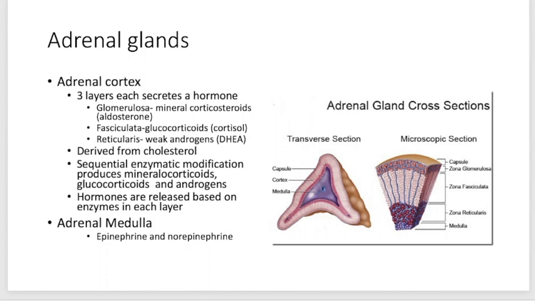So the adrenal cortex has 3 layers. We have the zona glomerulosa, the zona fasciculata, and the zona reticularis. The zona glomerulosa is the outer layer, and that accounts for about 15% and is primarily where we get aldosterone. The fasciculata is where we get our glucocorticoids, mainly cortisol. That is going to be that middle layer. The reticularis is down here, and that is going to be our weak androgens.